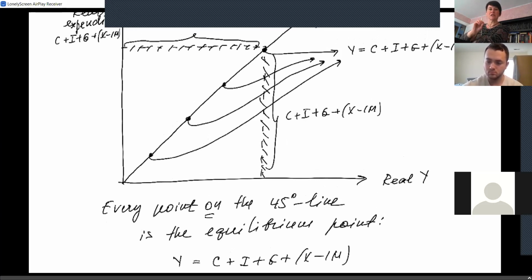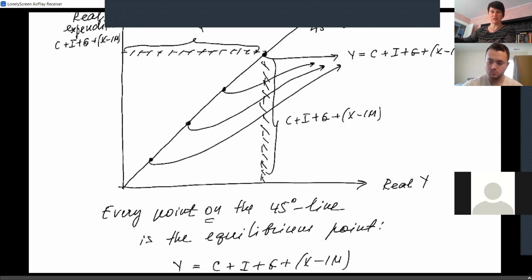How many equilibrium points could we possibly have along the 45-degree line? Anybody? Four? Can I have 5? Yes. Can I have 6? So it's unlimited. Very good. If every point of the 45-degree line is an equilibrium and the line consists of an unlimited number of points, then we can have an unlimited number of equilibrium points.